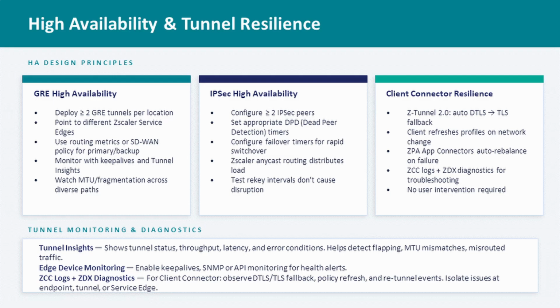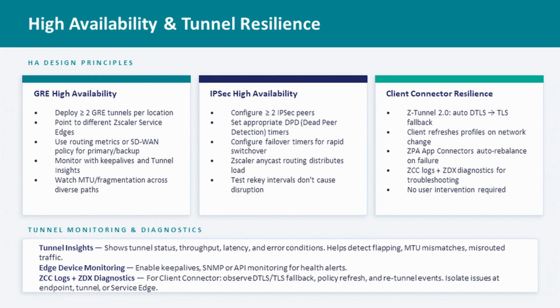For GRE high availability, the typical design is 2 GRE tunnels from your branch router or firewall, 1 to service edge A, 1 to service edge B. You then use routing metrics or SD-WAN traffic steering policy to designate one as primary and the other as backup. GRE keep alive probes run continuously on both tunnels. When the primary tunnel stops responding to keep alives, the routing protocol detects the failure and shifts traffic to the secondary. Tune your keep alive interval based on how quickly you need to detect failures. Shorter intervals catch failures faster, but generate more control plane traffic.